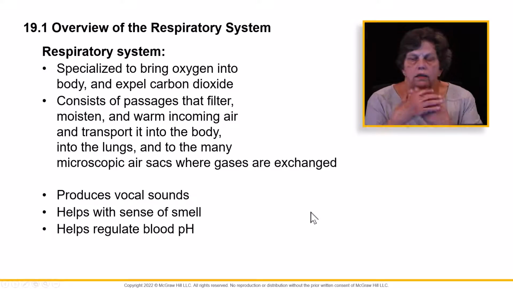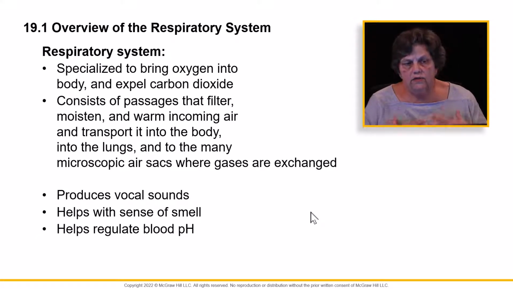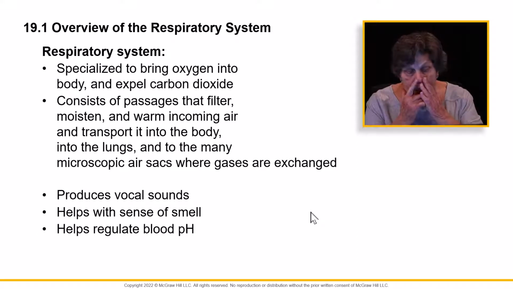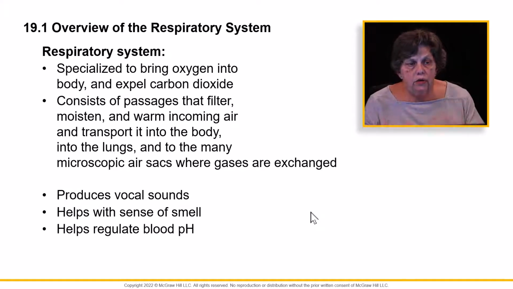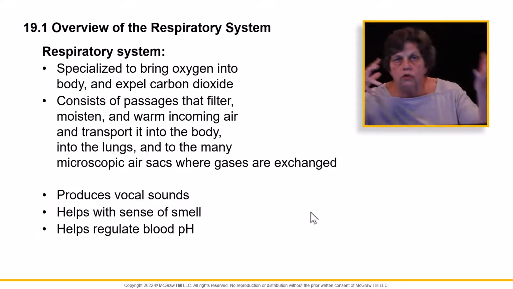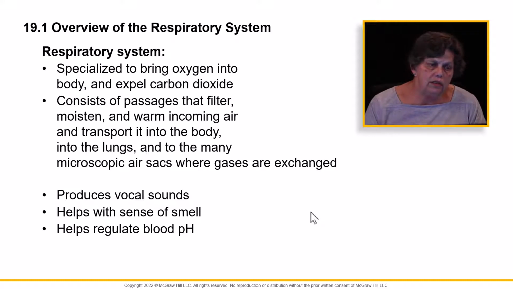All right. So the respiratory system, again, is specialized for us to breathe, to bring oxygen into the body and to get rid of carbon dioxide. Bottom line, what we have to do is prepare that air and make sure that it's good for our lungs so we don't damage them. And then we have to get it to the whole rest of the system. And that's what the respiratory system does.